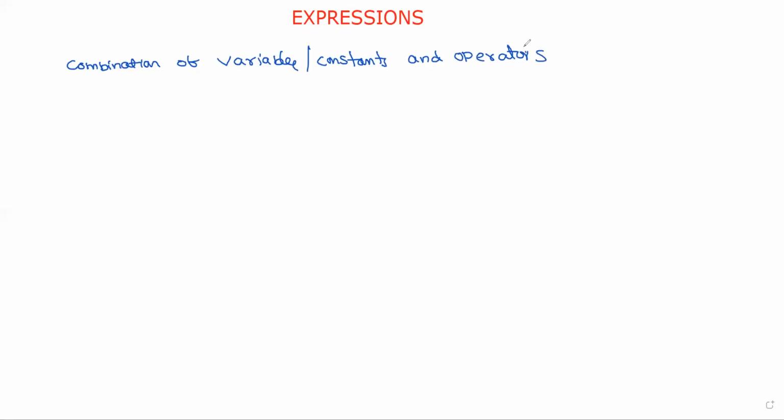Suppose your expression belongs to C language, then the expression must follow the syntax of the C language. Now, whenever I am given an expression, we have to evaluate the expression. After evaluation of the entire expression, it produces a single value. Expression produces a single value.